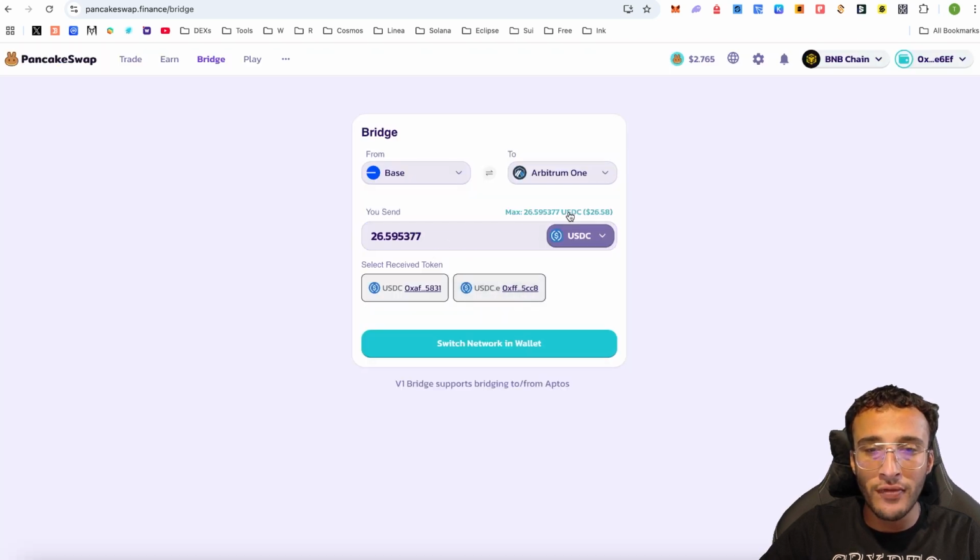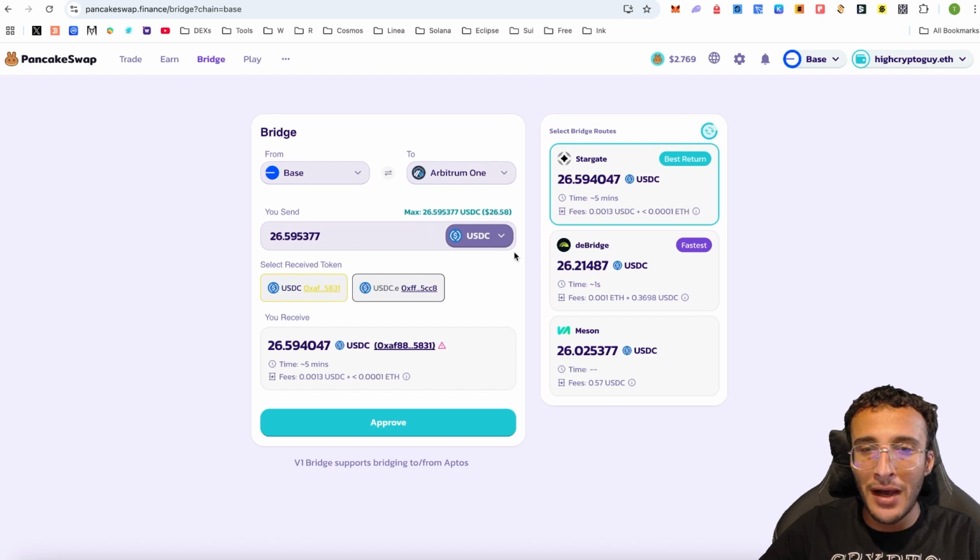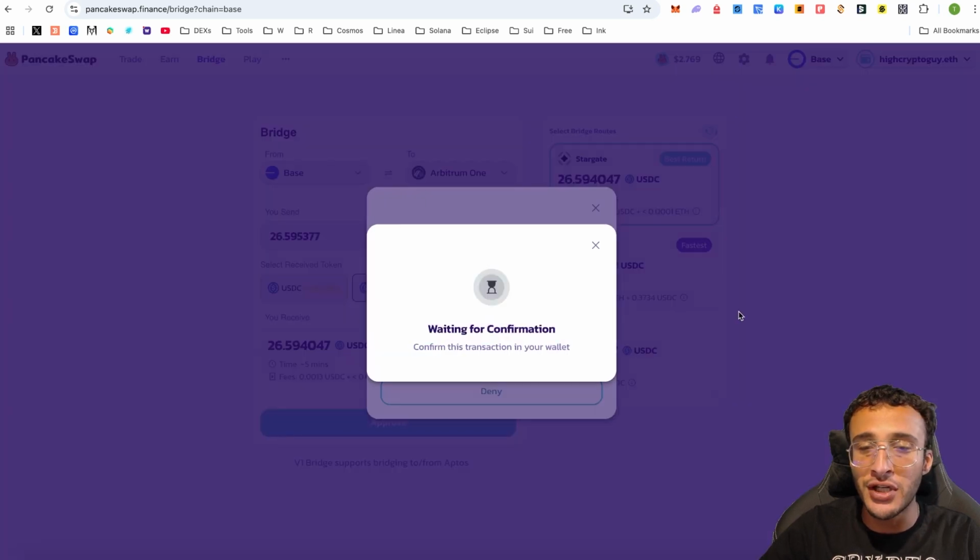I'm now going to bridge over all of these tokens, and once you select the amount, you'll see on the right hand side we've got options of which we can bridge from. We've got Stargate Finance, which we want to use because that is powered by LayerZero. Fantastic. All you need to do is very simply bridge it over.